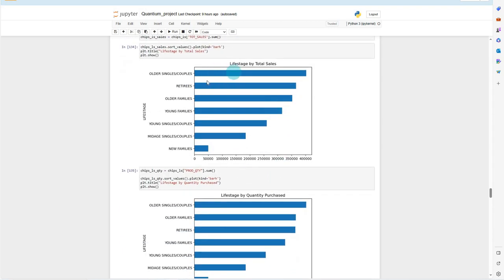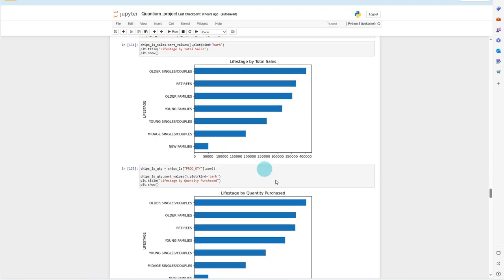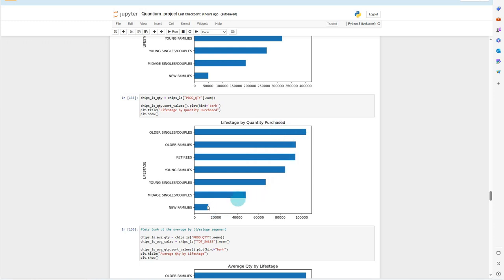Well, there was not much difference with these older groups. If you look at total sales and quantity purchased, there's no reason to compare older and retirees and older family. They're all pretty close to each other, and there was no real reason for me to look at older couples versus new families or anything like that with a t-test, because obviously we can tell with these variations in total sales amount and in quantity that there is going to be a statistical significance.